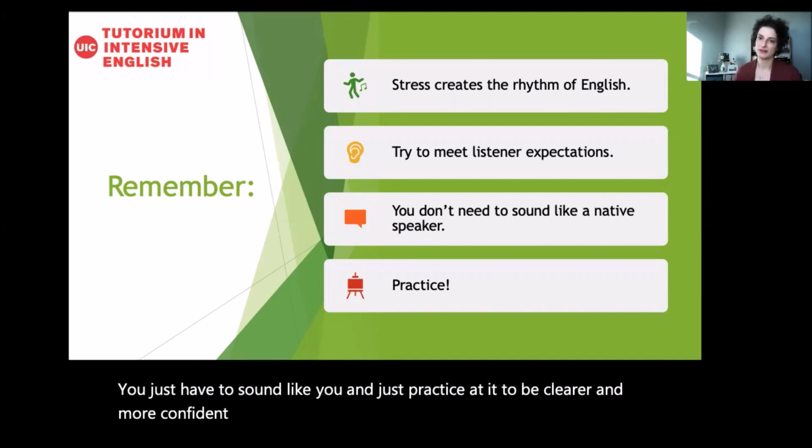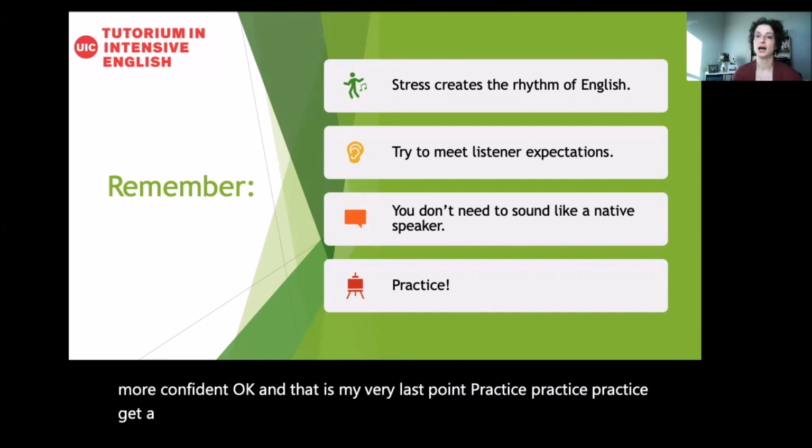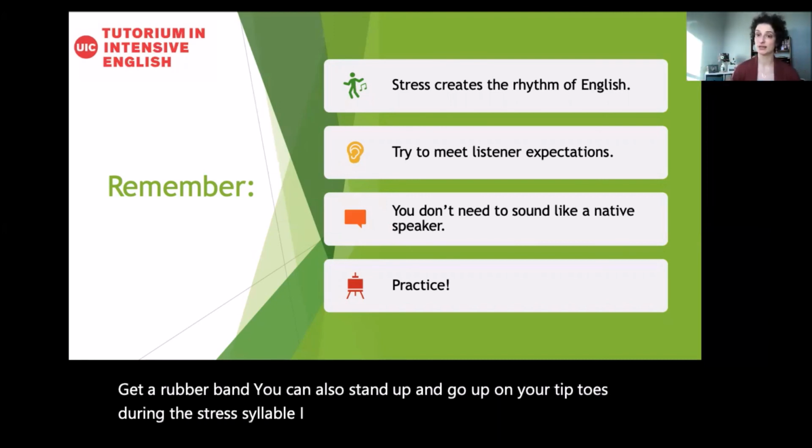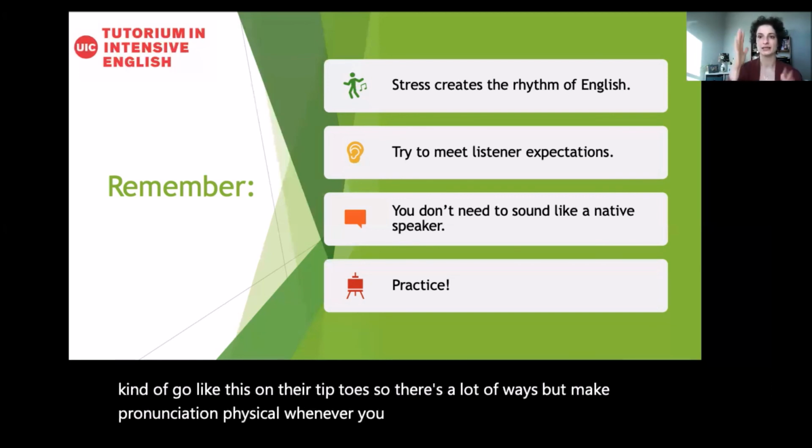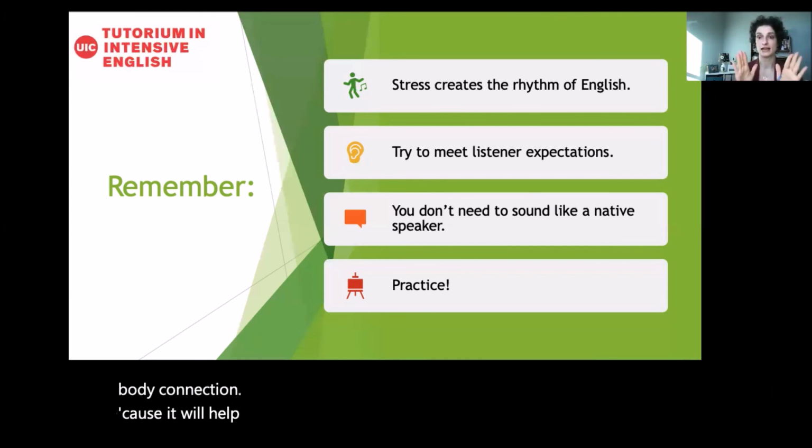And that is my very last point. Practice, practice, practice. Get a rubber band. You can also stand up and go up on your tiptoes during the stress syllable. I sometimes in class have my students go like this on their tiptoes. So there's a lot of ways, but make pronunciation physical. Whenever you can, make that mouth, mind, body connection, because it will help you feel that inside and internalize that. Okay, so this is my advice.